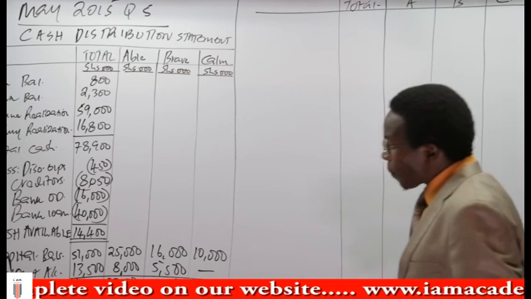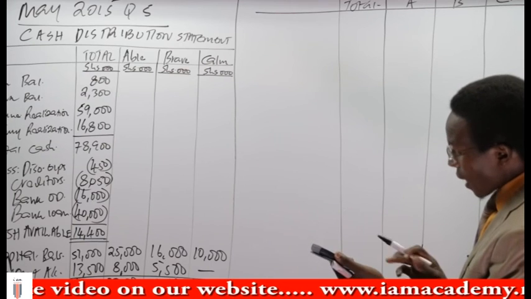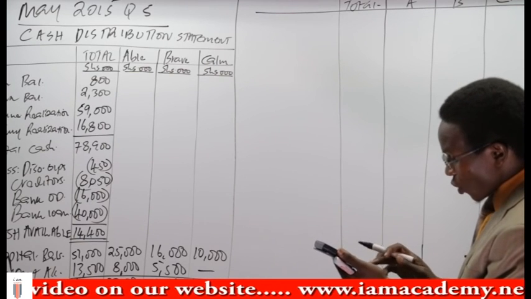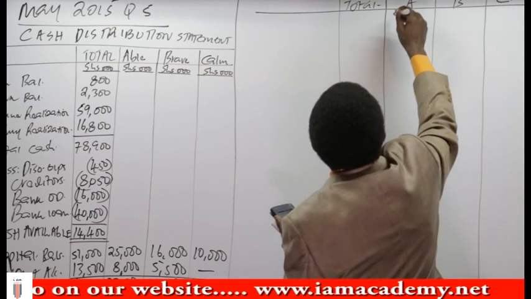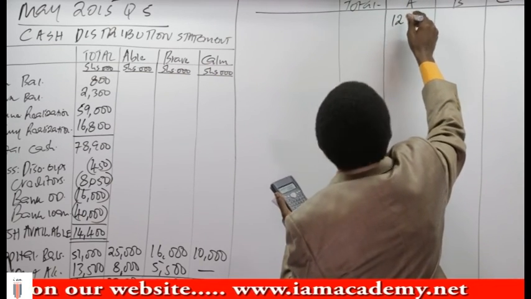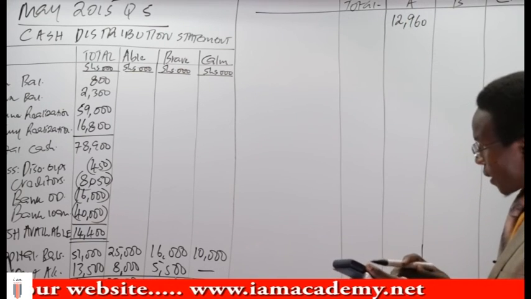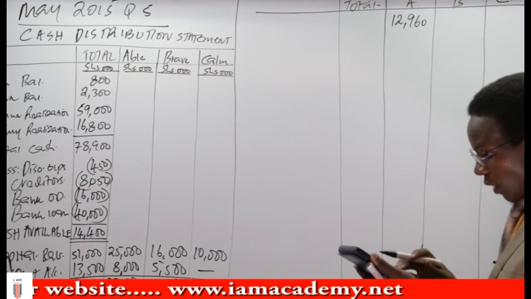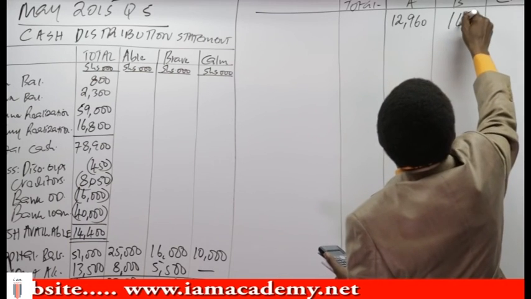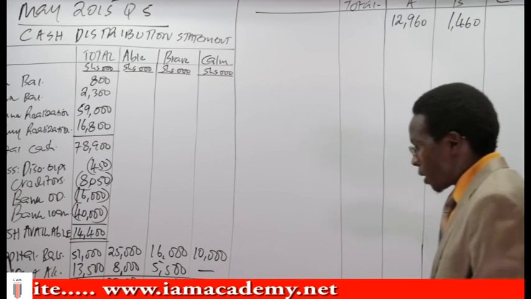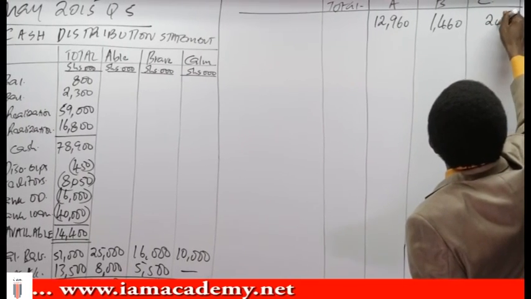So after the maximum potential loss, we have shared that. Now we have the balances. 33,000 minus 20,040, we get 12,960. The 21,500, we subtract 20,040, we have 1,460. The 10,000, we have 20.